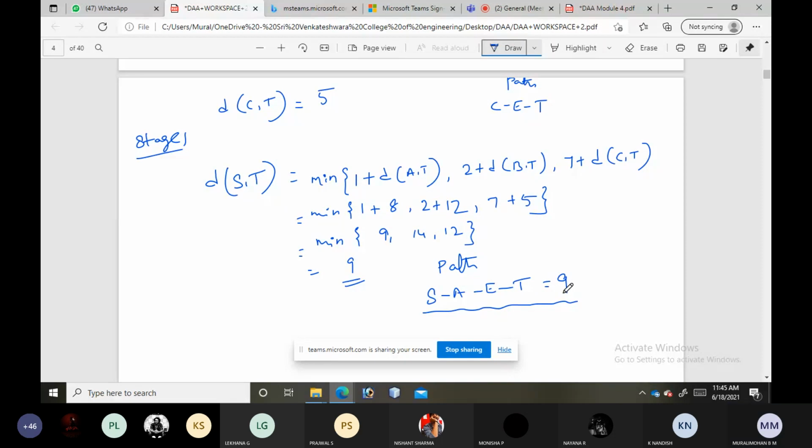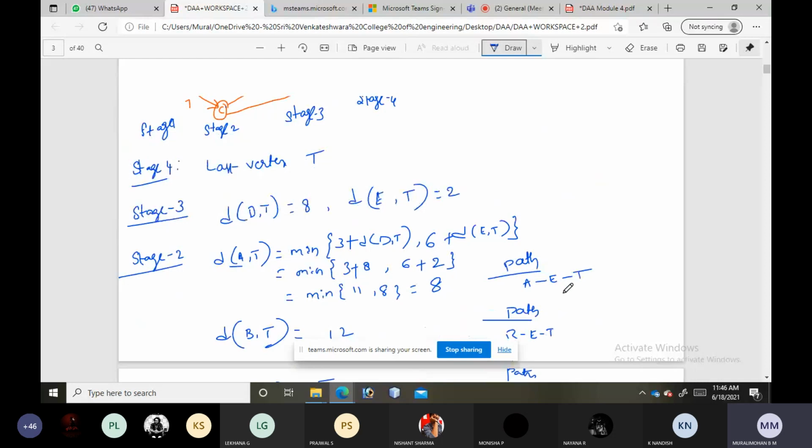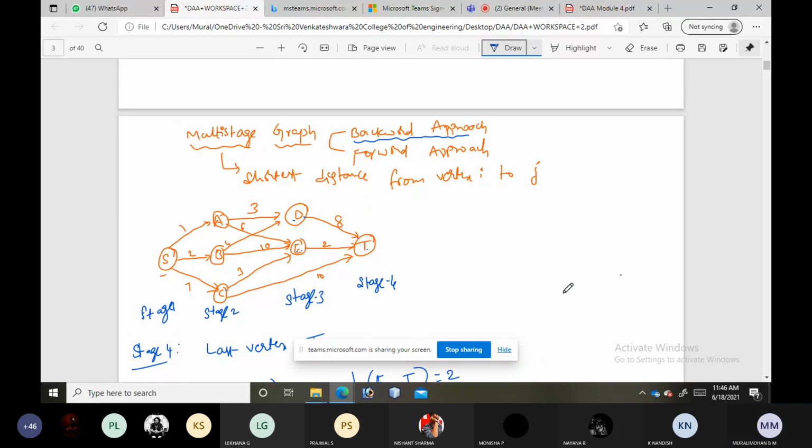Okay. This is how we can find the shortest distance for a multi-stage graph using the backward approach. You just observe here, backward approach. From destination to source we are coming. Whereas in case of forward approach, we will go from source to destination.